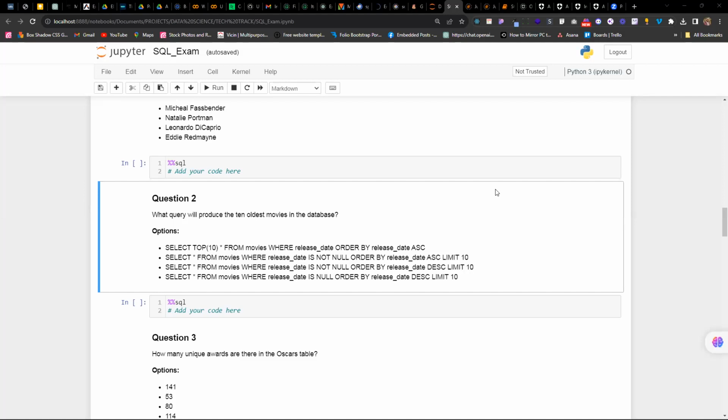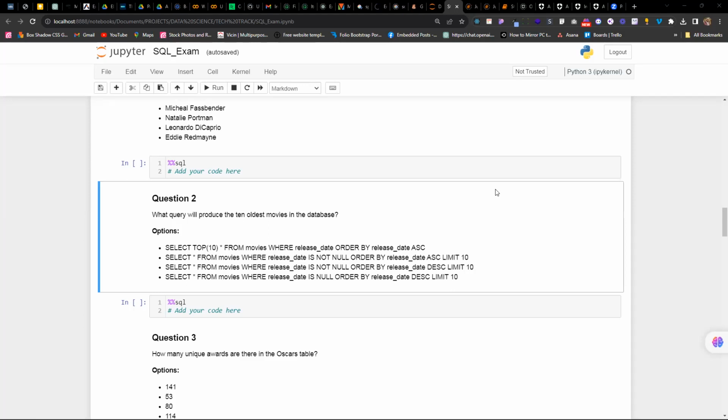The third option. Okay, since they're asking for the 10 oldest movies, we're not exactly sure what would be in the columns. It says order by release date descending. Okay, no. It should be ascending then, because the earlier dates should be lower than the later dates. So 1990 is lower than 2023.